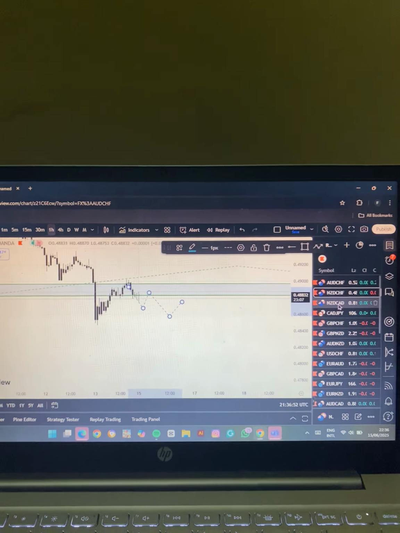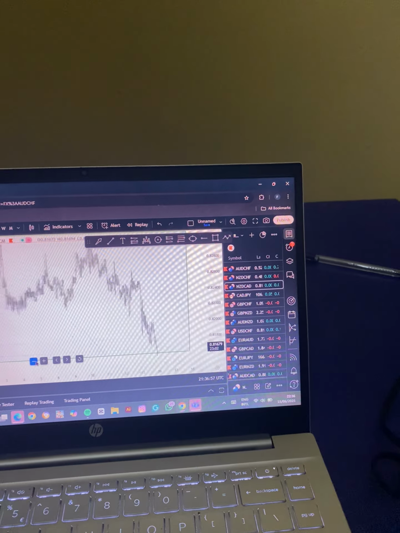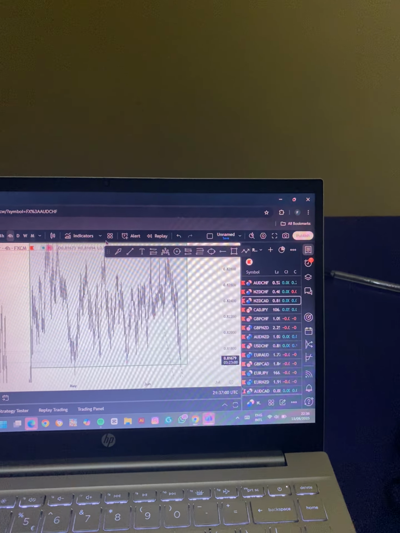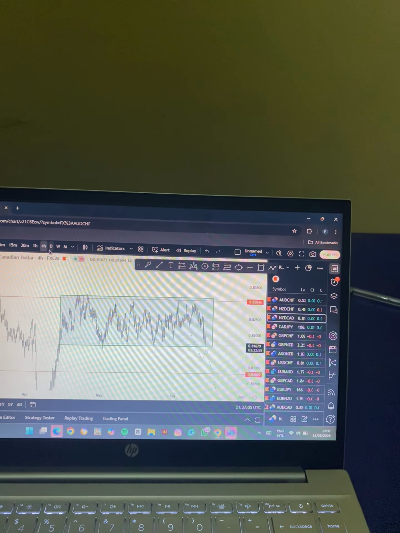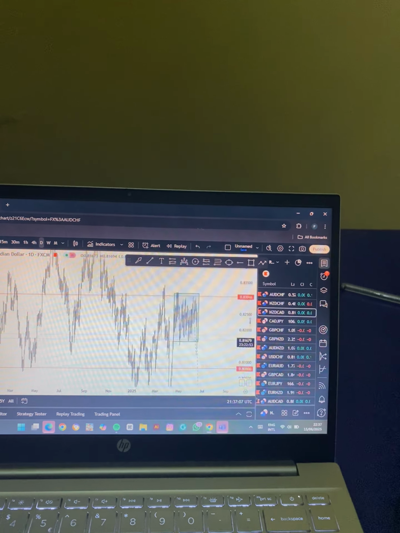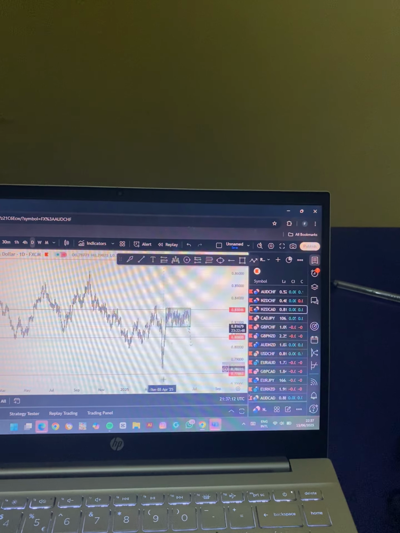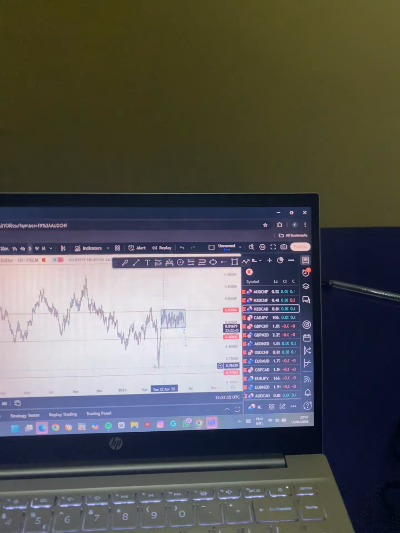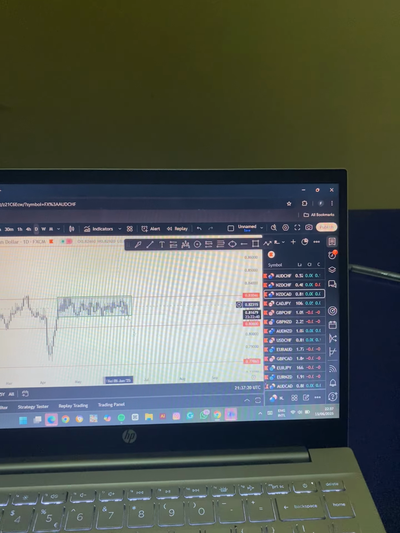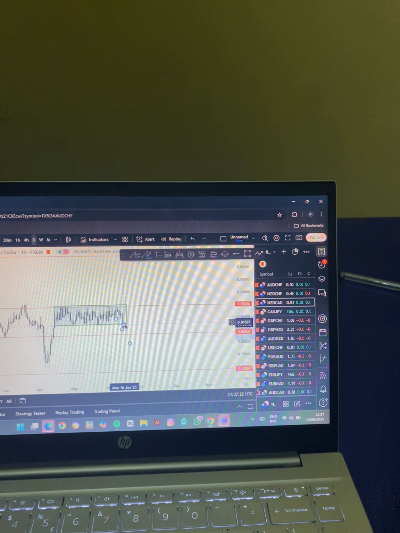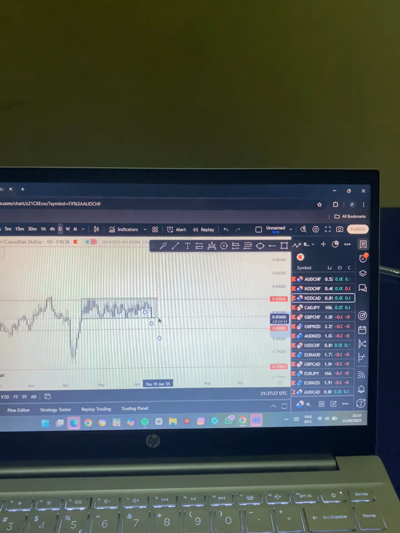Then the next trade will probably be this one. We notice that this is a downtrend, downtrend, retest, downtrend, break of structure again. So probably be looking at price breaking out of this box, then retesting. Once it breaks out of the box and retests, then it will be good to enter.